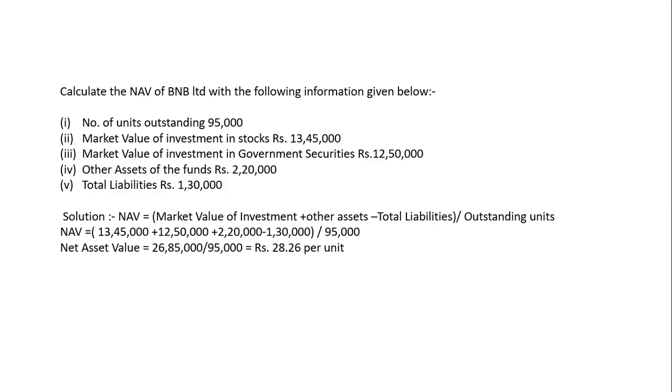You will add all the second, third, and fourth: 13,45,000 plus 12,50,000 plus 2,20,000 minus liabilities 1,30,000. Deduct 1,30,000 and you will get the net assets available with the company, divided by the outstanding units of the mutual fund. Answer is 28.26 per unit.